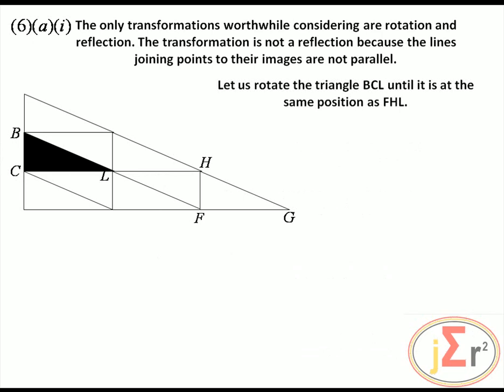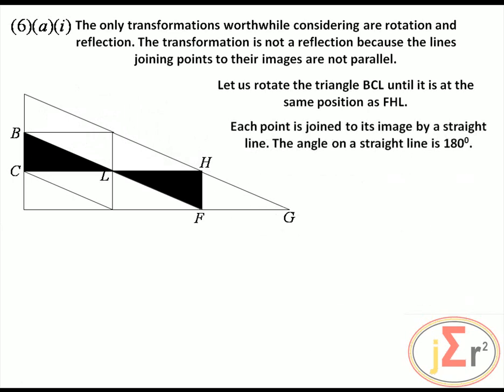Now what do we do? We will rotate the triangle BCL until it is at the same position as FHL. So we have this triangle and we are going to rotate it until it is at this location. Each point is joined to its image by a straight line. So B to F. F is the image of B. Notice that we have a straight line joining B to F, and of course a straight line joining H to C.